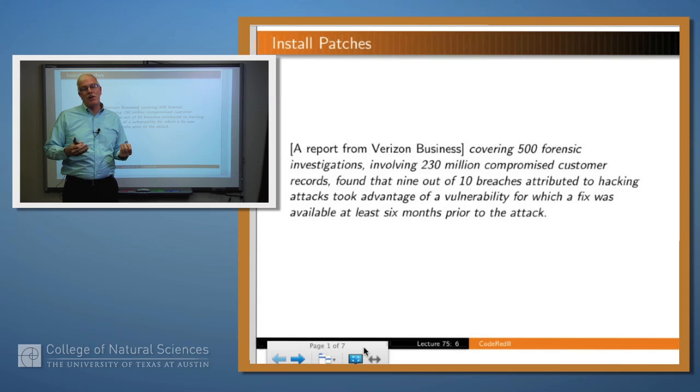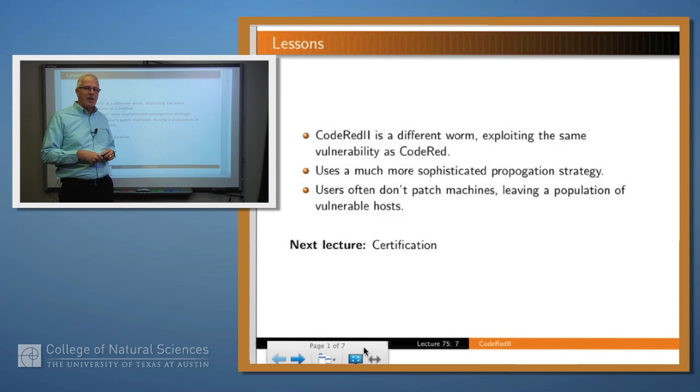Another study, this one by Verizon Business, looked at 230 million compromised customers. What they found was that 9 out of 10 times, the vulnerability that was exploited was one for which a patch had been available 6 months before the attack happened. What does that mean? It means that we're really lousy about patching our machines, and we should do better, because the result is that it makes the internet much more vulnerable, since we've got all of these machines out there which are susceptible to attack. Thanks much.